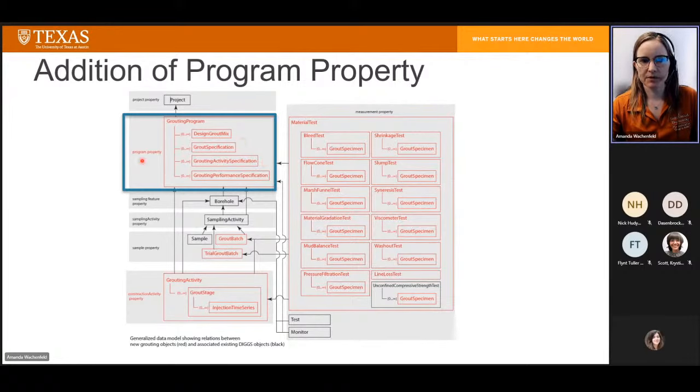And having these in this program spec or program property allows you to reference your design or specification throughout your other objects in DIGGS. So your design grout mix can be referenced in your grout batch object. So you know what your design strength is, and you can see if your testing is actually getting you to that design strength. The grouting activity will reference the grouting activity specification, and the grouting performance specifications can be related to geotechnical testing that you do post-construction to verify your grout program.